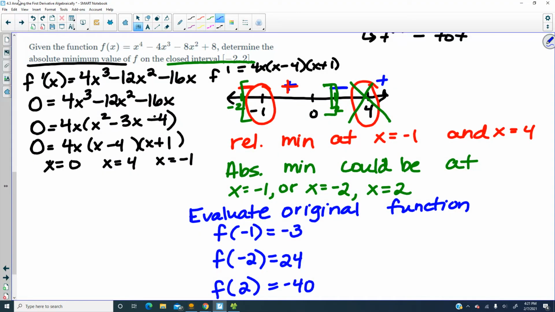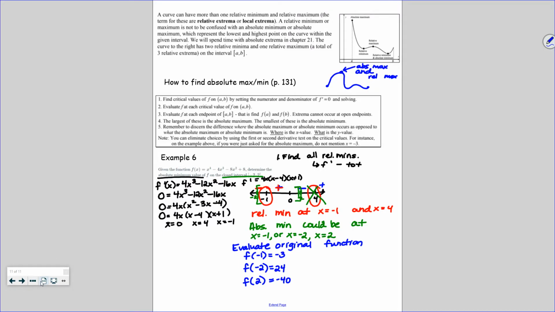Okay, so let's view the whole page. All right, so I have evaluated the original function, f of x equals x to the 4th minus 4x cubed minus 8x squared plus 8. I substituted in negative 1 for x, and I got negative 3. Then I substituted in negative 2 for x, got 24. Then I substituted in 2 for x, positive 2 this time, got negative 40. I need to find the absolute minimum. Since it's the absolute minimum, that means it's the absolute lowest number. So the absolute minimum is right here.